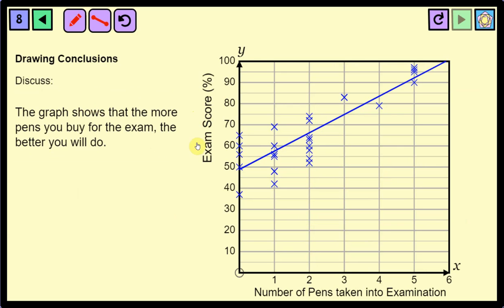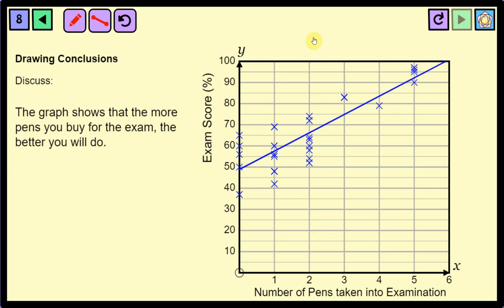And then this final slide, until I show something that's a bit more interesting, drawing conclusions. So discuss. This graph shows that the more pens you buy for the exam, the better you will do. Well, what do you think? The data looks like it's saying yes. I mean, there's people who have bought more pens. They've got a higher exam score. So are you just going to buy pens and get a good score?